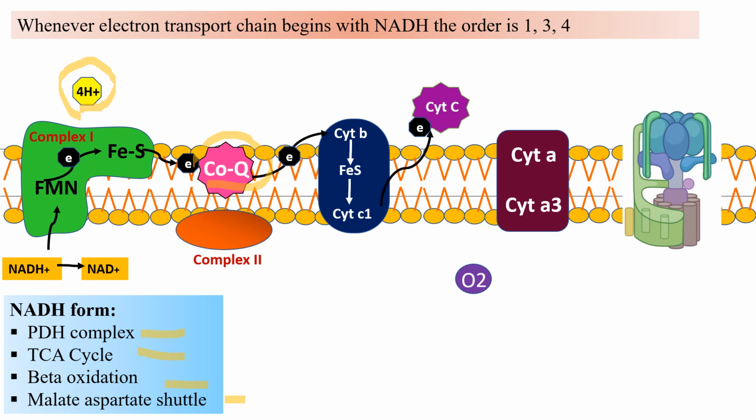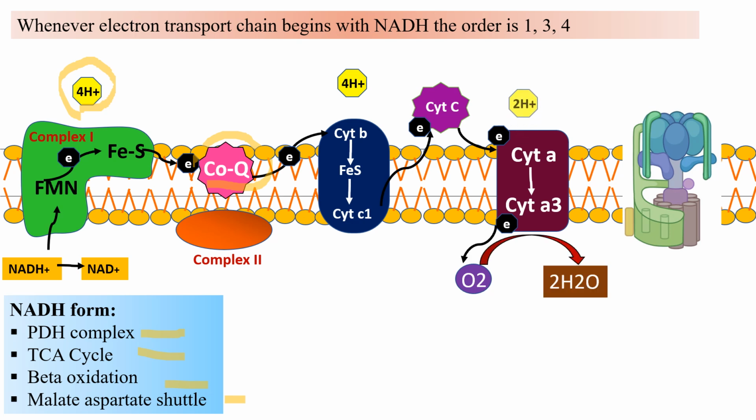Then cytochrome C1 transfers the electrons to cytochrome C, and 4 protons are transferred into the intermembrane space. Then cytochrome C donates the electrons to cytochrome A and cytochrome A3, which is complex 4. Then cytochrome A3 transfers the electrons to molecular oxygen, which forms water. Now 2 protons are transferred into the intermembrane space. So there are a total of 10 protons present in the intermembrane space when the electron transport chain starts with NADH.